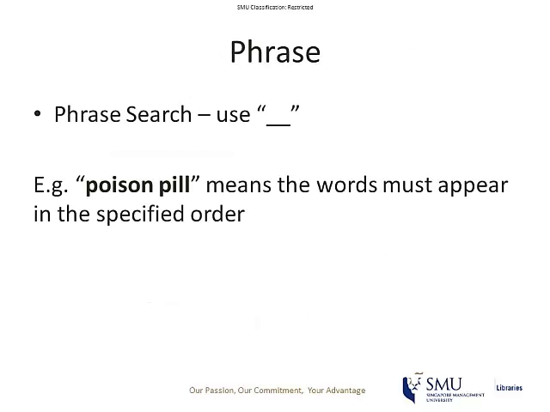The first connector is used when conducting a phrase search. In this example, it is used to retrieve documents that contain only the exact phrase, "poison pill." Quotation marks are placed around the words as shown on the screen. Only documents containing the words exactly in the specific order will be retrieved.